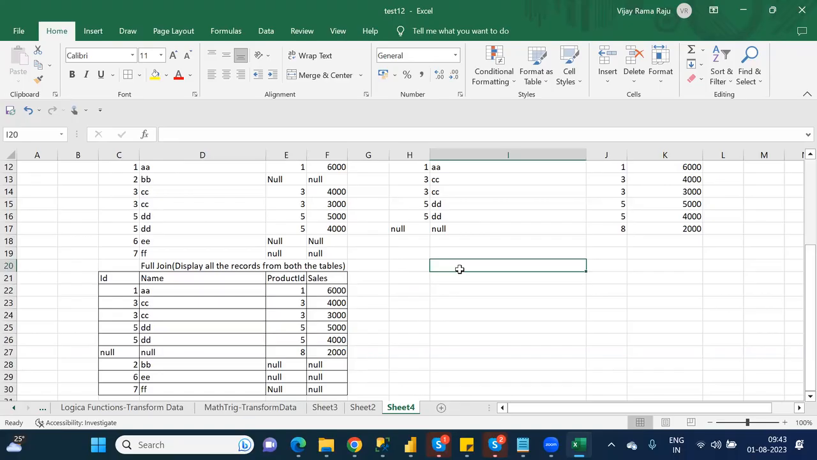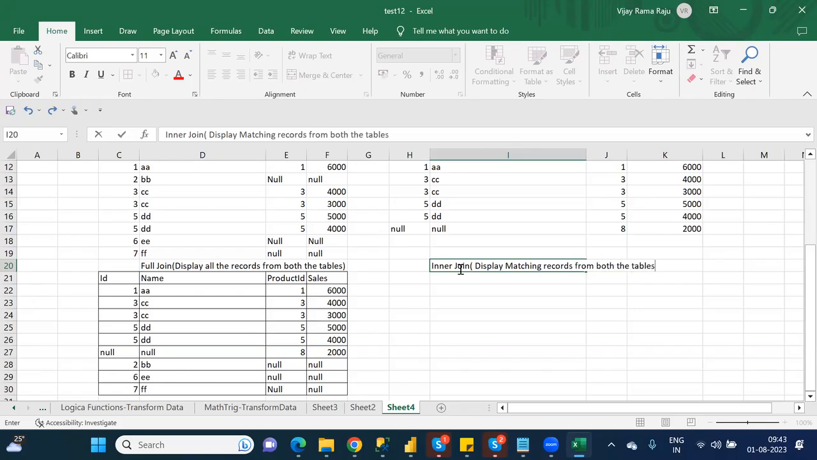Next one is inner join. What is inner join? Display matching records from both the tables. Display matching record from both the tables.